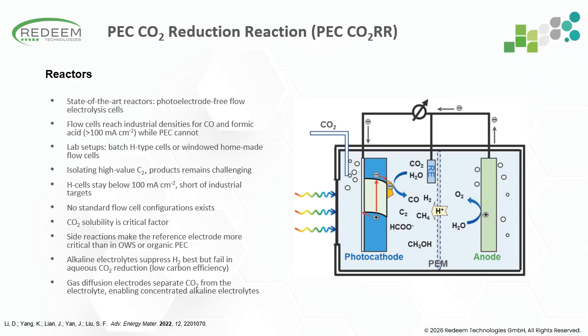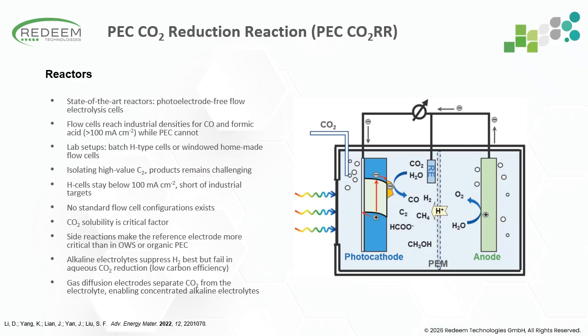And the key challenge here is the CO2 transport, because the solubility of CO2 in aqueous electrolytes is low, and mass transport quickly becomes limiting, and at the same time the choice of electrolytes strongly affects selectivity of products. So alkaline electrolytes, for example, suppress hydrogen evolution very well, but also promote carbonate formation, and this reduces the carbon efficiency of the whole process.